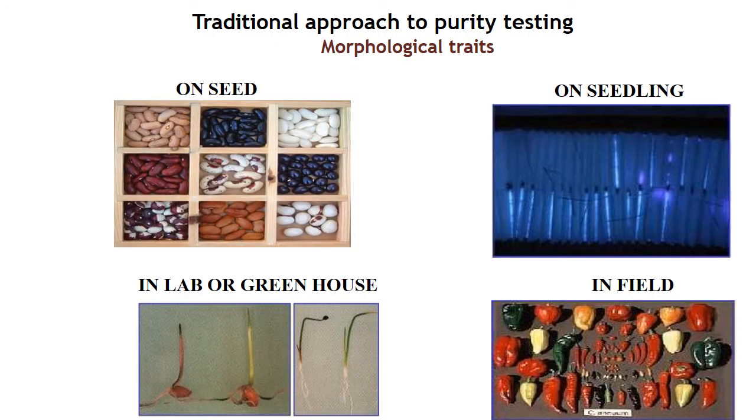Here there are photographs representing the traditional approaches to purity testing. This is about the morphological test. The seeds are characterized based on their color, shape, size. Seedlings are characterized based on their length, vigor and other characters. In the lab or greenhouse, the root characters and shoot characters are characterized based on their morphology, and in the field, different varieties are clearly identified based on color, shape and size.